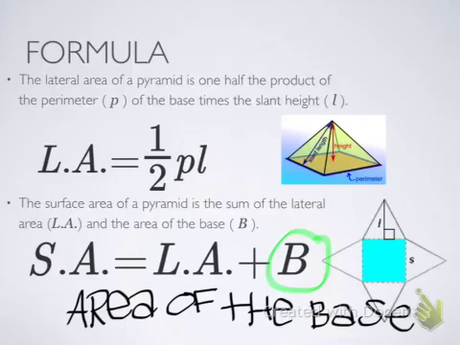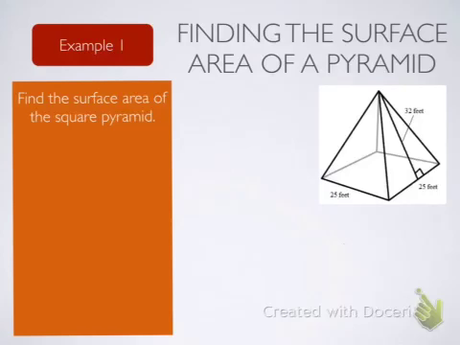So let's go ahead and try an example. So the first example that I have says, we're going to find the surface area of the square pyramid. Pretty important to note that it says square, meaning that this base of the pyramid is a square. If they had only given us one of these dimensions, 25, just one of them, we should have been able to assume that the other side was also 25. All four are, because it's a square.